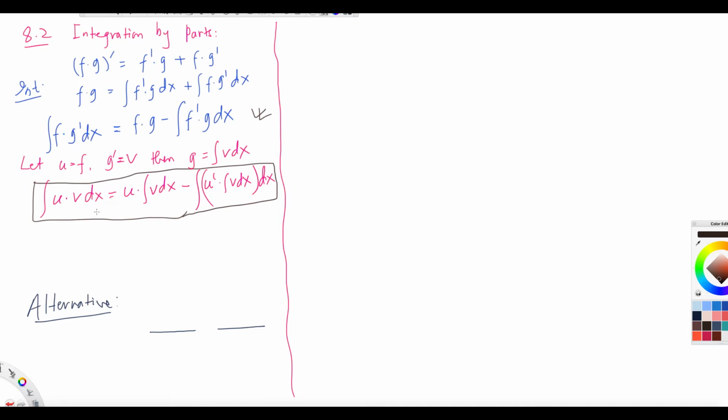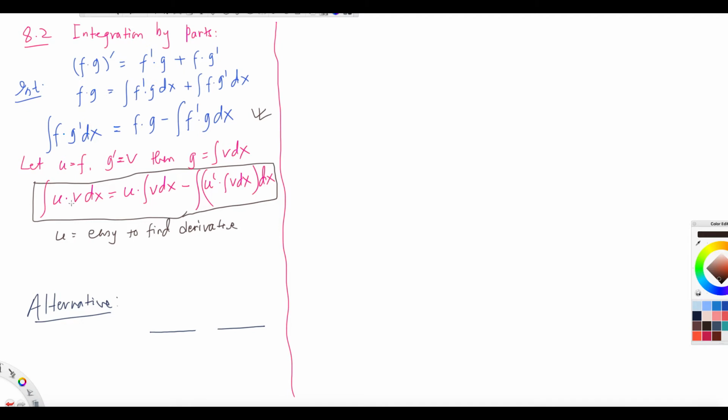This is one step forward. Now, you may be curious: usually, which function should be u and which function should be v? Usually what we do is, u is a function that is easy to find the derivative of. Almost all functions you can differentiate, right? But when you consider v, you should be a little bit careful.